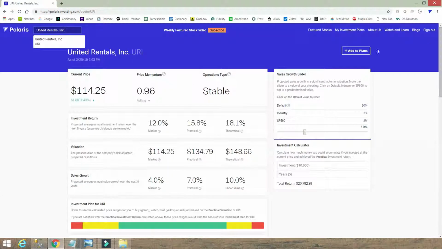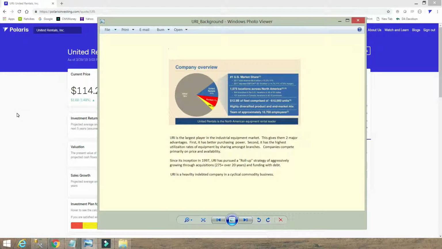Let's also look at some other information that was discovered upon a real quick look on the internet. Here's a brief company overview. You can see here that the industry it's part of is very fragmented, but United Rentals has captured around 13% share of the market.